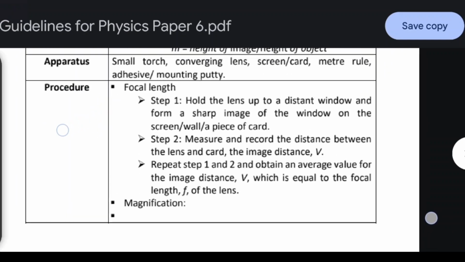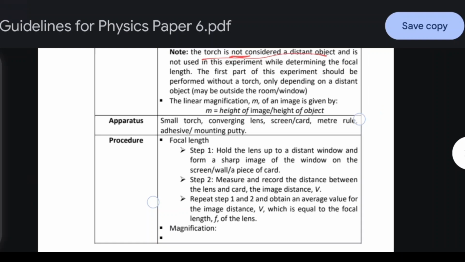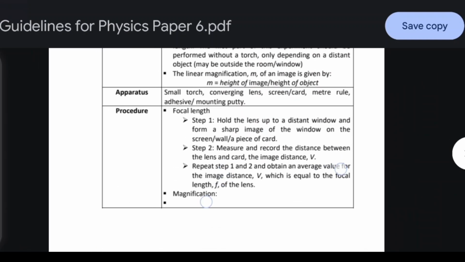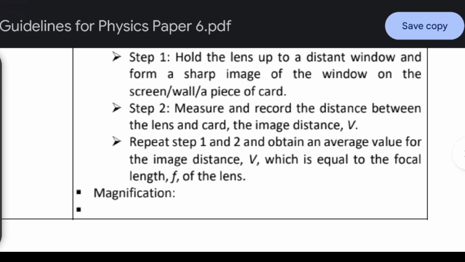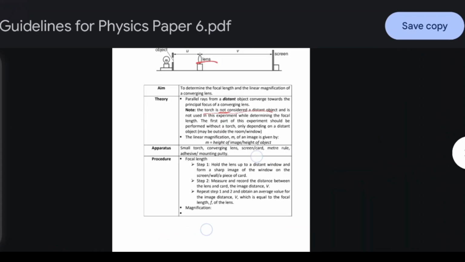Hold the lens up to a distant window, form a sharp image on the window or screen or wall or a piece of card. You hold up the distant object and you measure and record the distance between the lens and the card and the image, V. Next, repeat steps 1 and 2 and obtain an average value for the distance V, which is equal to the focal length of the lens. I hope you all got this.